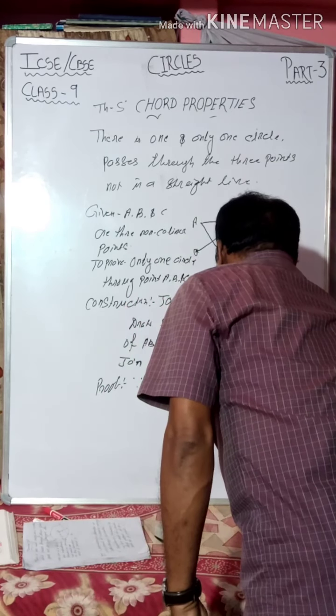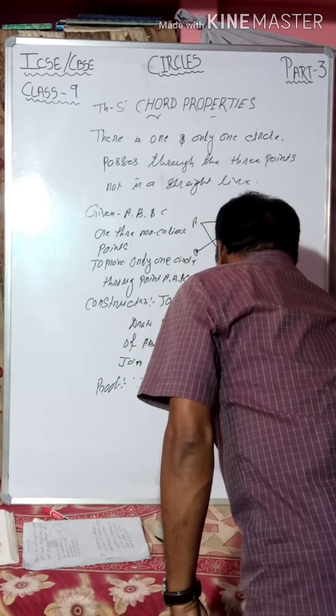Now let the radius be equal to R centimeter. So this is the radius, which is R centimeter. If this is 3 centimeter, then OE is equal to R minus 3 centimeter. Now join OA, or OB.